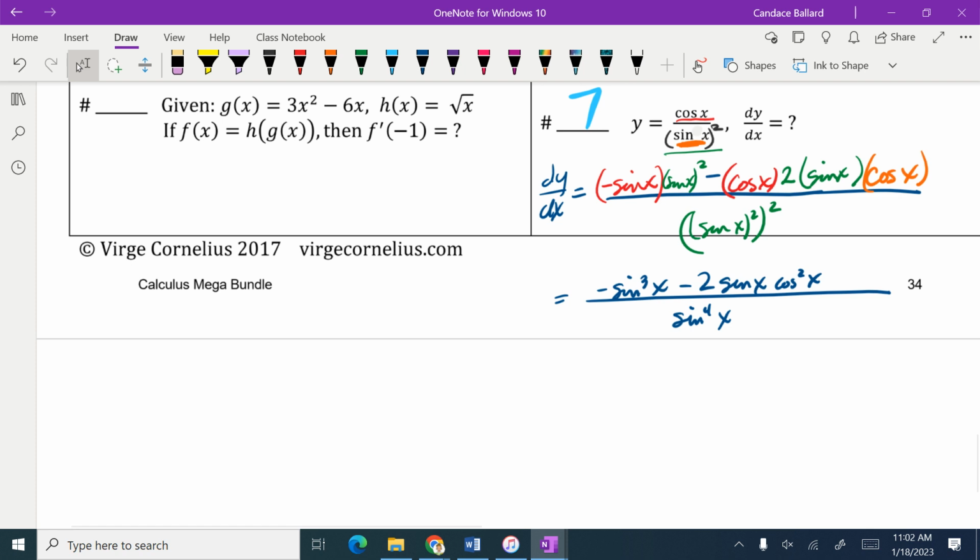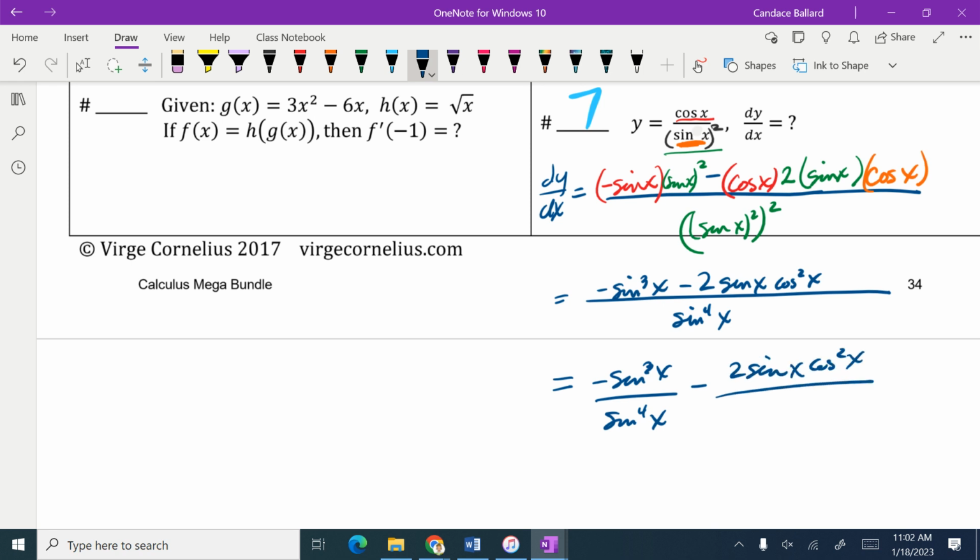Okay, so let's see if we can do that. I could take that denominator and do a common denominator. I can split up the fraction. That's another little algebra trick: if you have a monomial denominator, it goes under both. So negative sine cubed x over sine to the fourth x minus 2 sine x cosine squared x over sine to the fourth x. That's a cubed. I'm fixing the cubed. Okay, so this would be negative 1 over sine x.